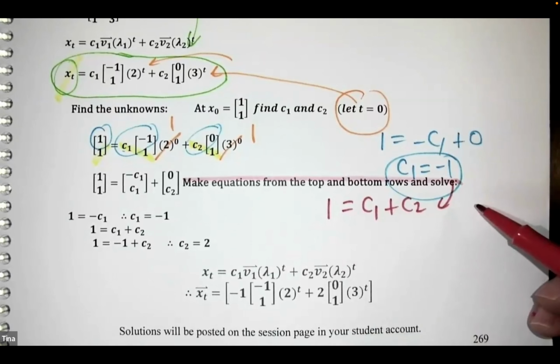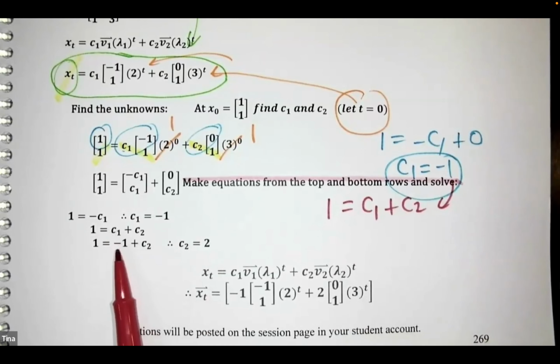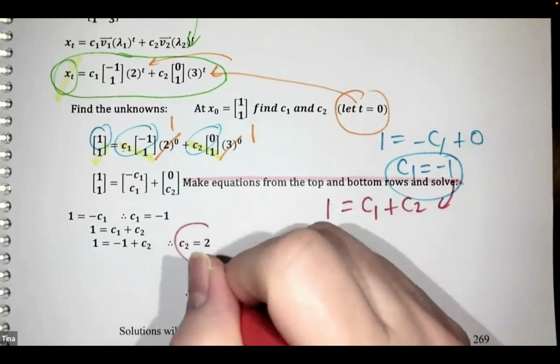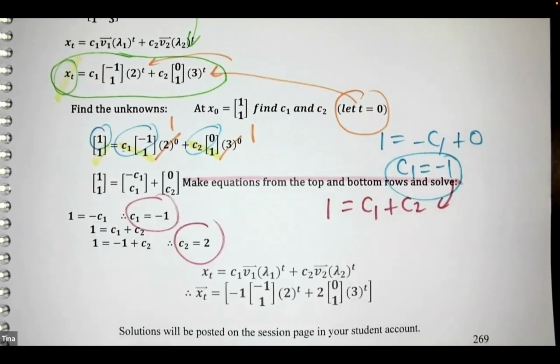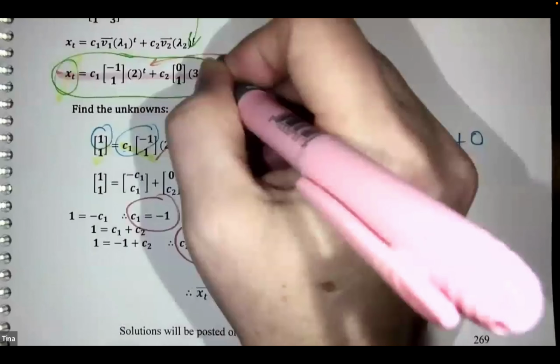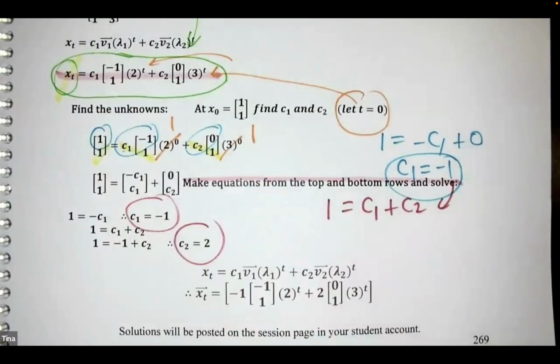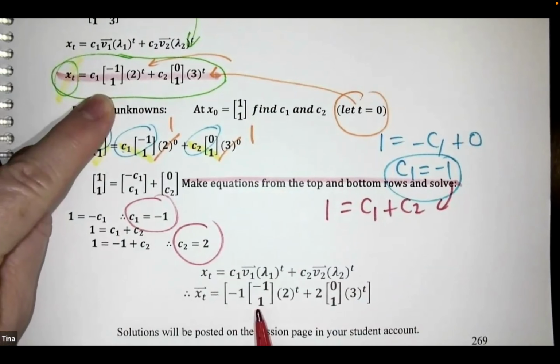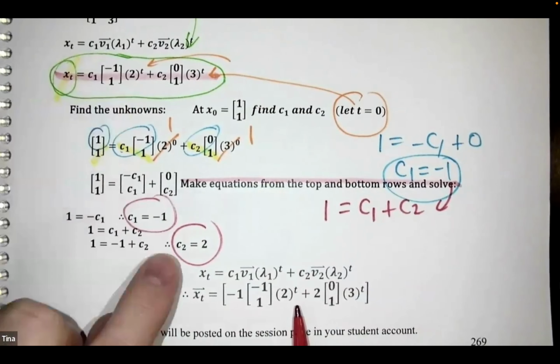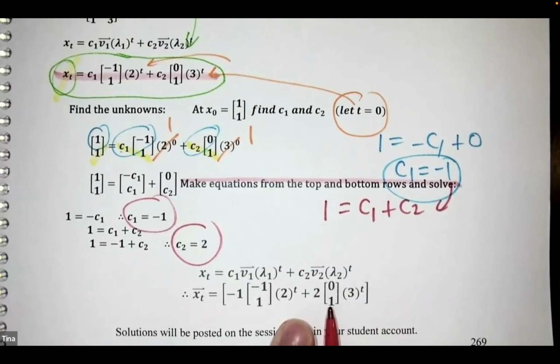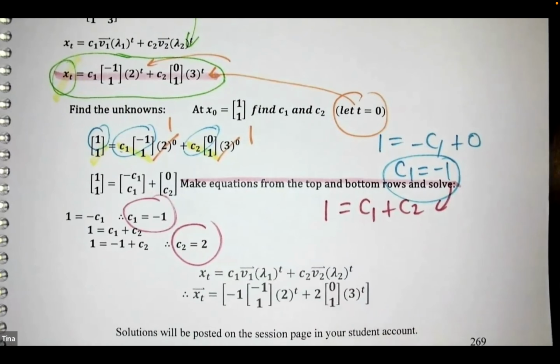So if C1 is negative 1, then if I put that back in here, C2 is 1 plus 1, which is 2. And then we can go back to this step here, right? So xt is C1, which was negative 1, times the vector (negative 1, 1) times 2 to the t, plus C2, which is 2, times the vector (0, 1) times 3 to the t. And that's our explicit solution there. Okay, questions?